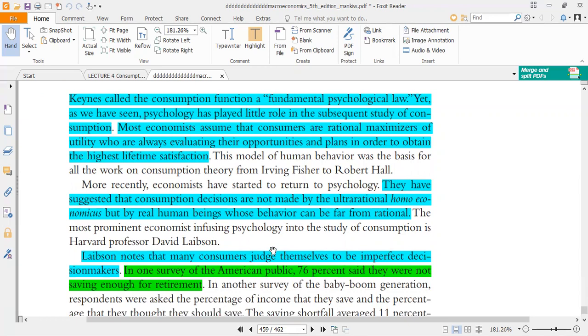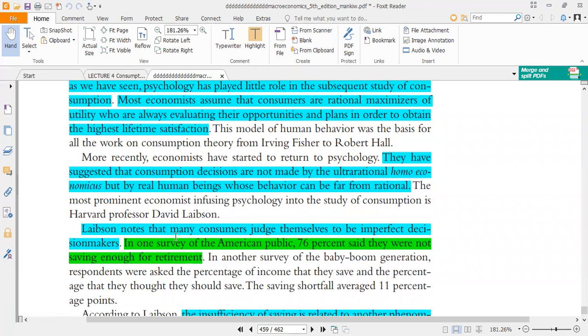But then there are some new economists who are also trying to chip human psychology into consumption. So they try to study the consumption pattern and behavior of individuals based on psychology. This is the guy who is championing this course. I don't even know if he's still alive or not. Look at a survey that they did. They found out that 76% of the people who were interviewed were not saving enough for their retirement. But if you look at the theories that we looked at, this was something the rational consumer was supposed to do. He was supposed to save for retirement.